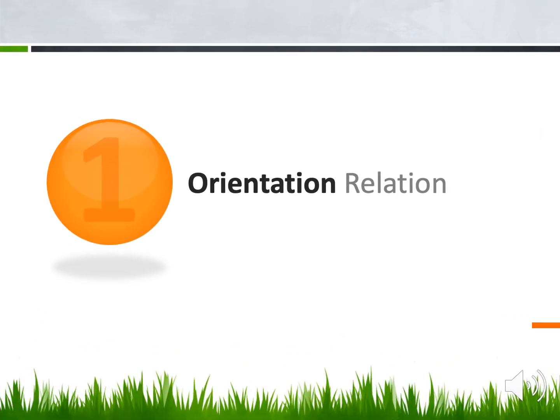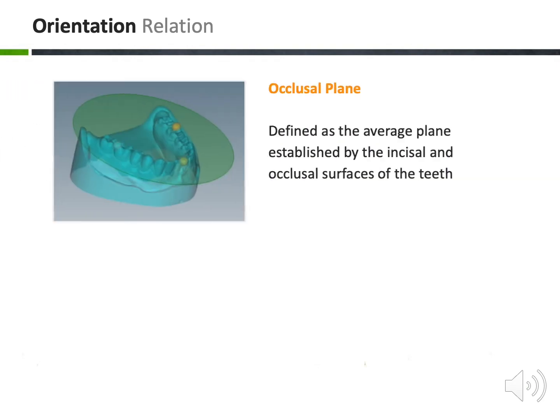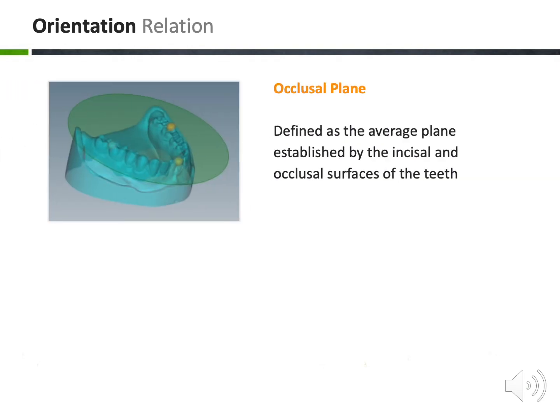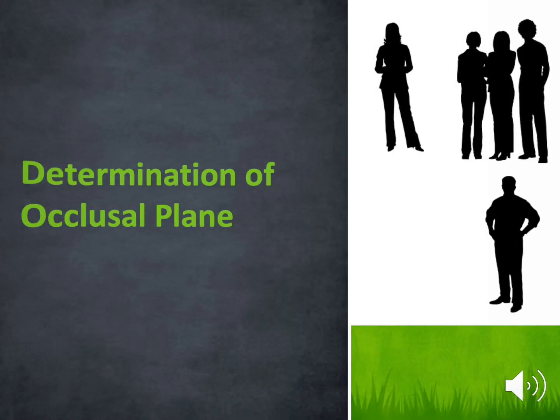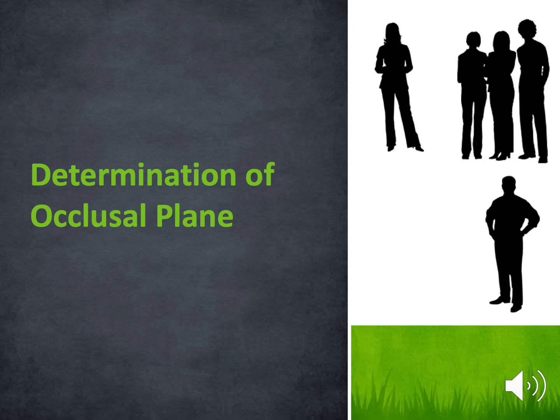Orientation relation or orientation of occlusal plane. What is the occlusal plane? It is defined as the average plane established by the incisal and occlusal surfaces of the teeth. The orientation of occlusal plane is the relationship of the maxilla to the base of the skull. Determination of occlusal plane.